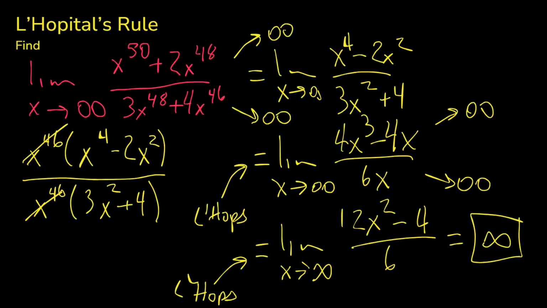Now, to do this one, we could also back up and think about the relative growth rates of the numerator and denominator. Since the numerator's exponent is higher than that of the denominator, it's going to overpower it, and the limit at infinity would be infinity.